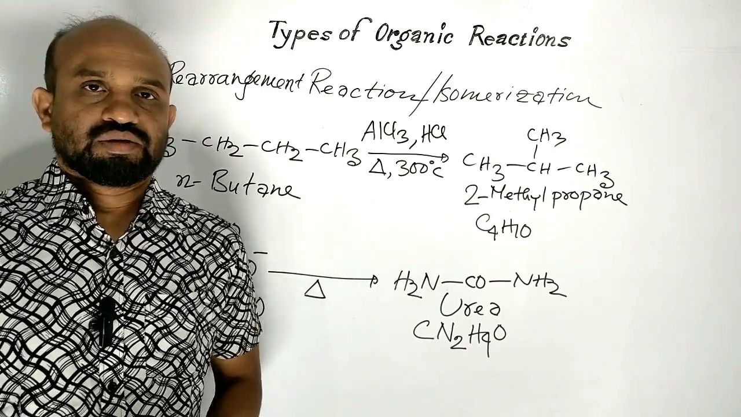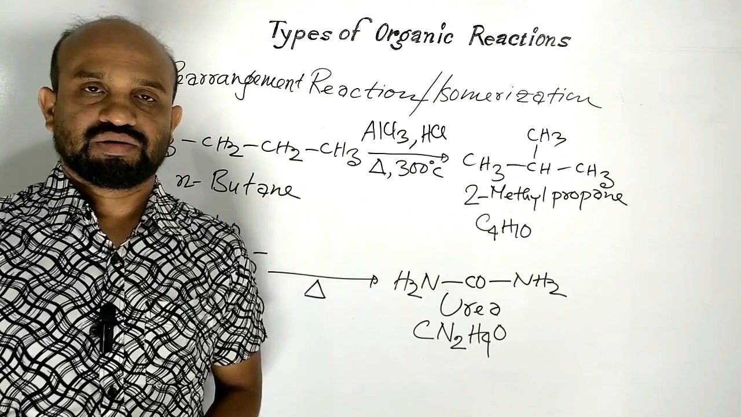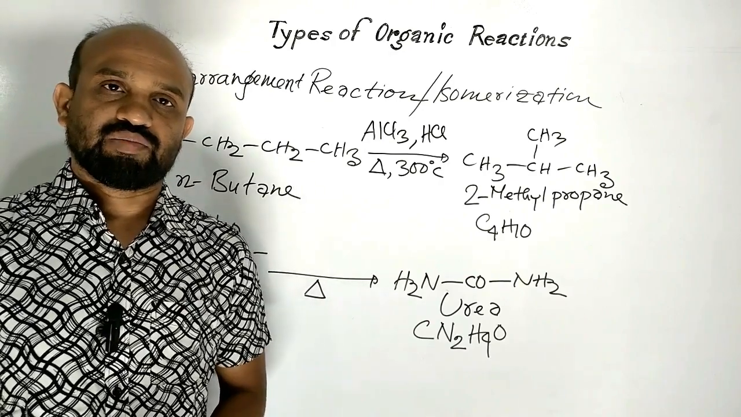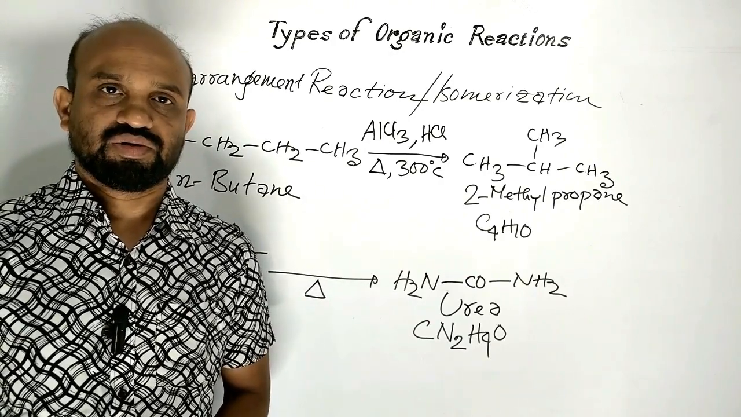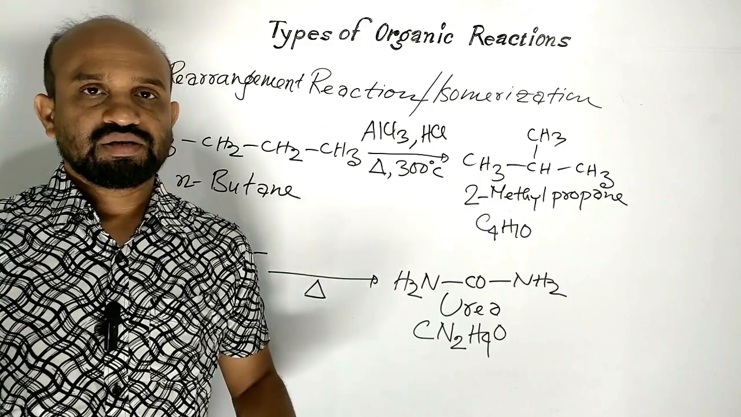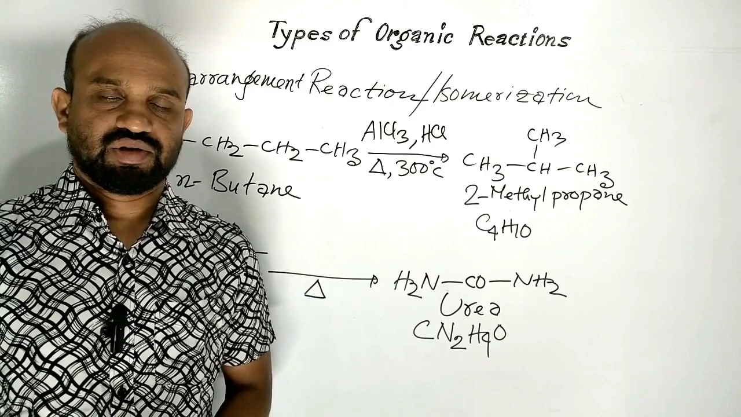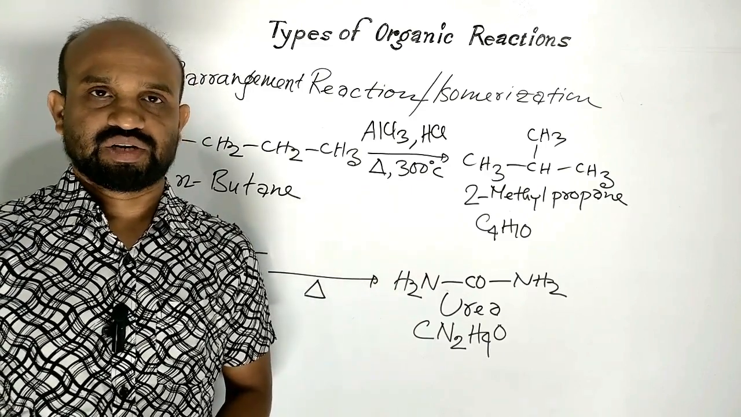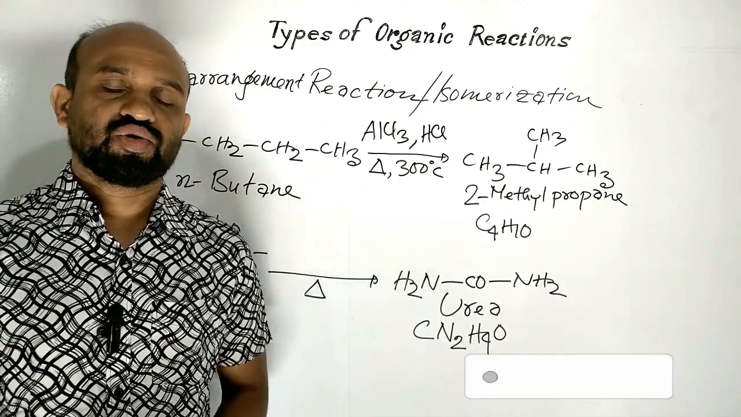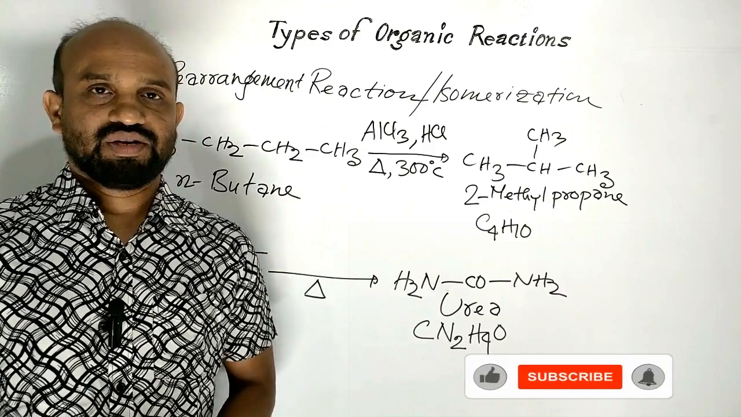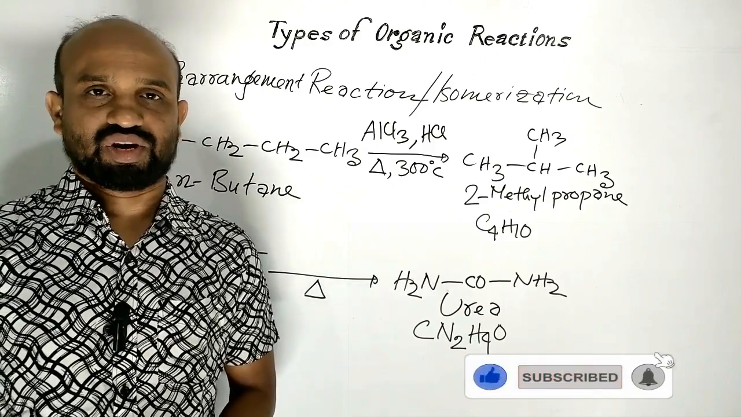Definition: the chemical reaction in which rearrangement occurs among the atoms in a compound, and as a result a new compound of new structural formula is formed, is known as rearrangement reaction. This is also known as isomerization. This is all about types of organic reactions.